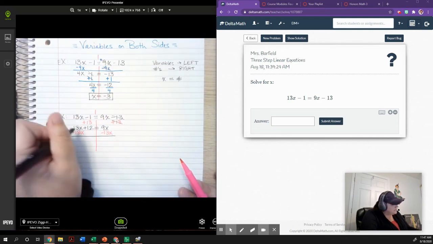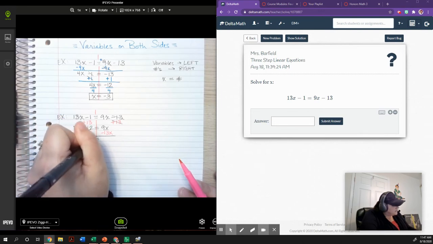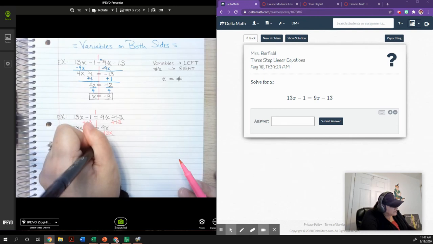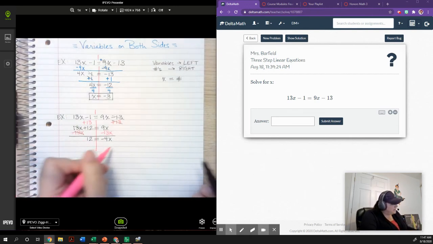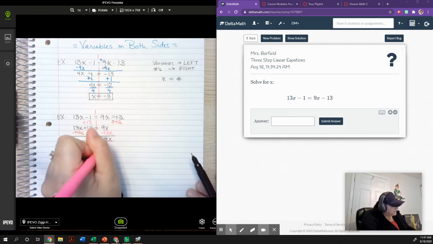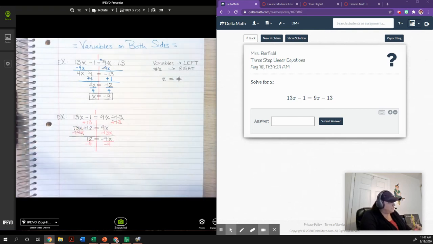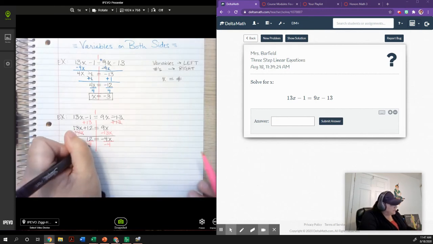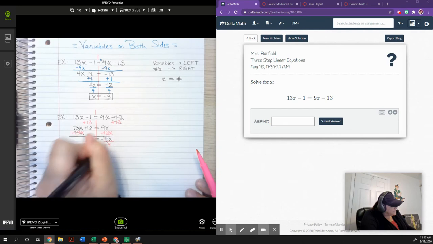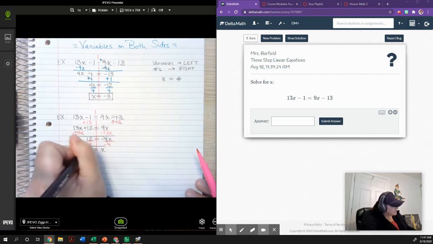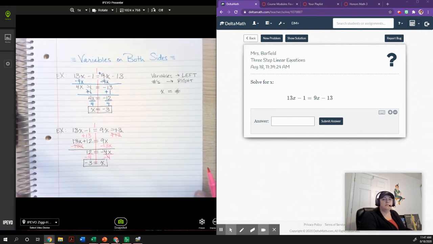So 13 minus 13, that's 0. Well, that works because that leaves 12 behind. And then 9 minus 13, well, that's negative 4. Okay? Well, I know how to solve that. I need to divide by negative 4, because that will undo multiplication. So 12 divided by negative 4 is negative 3. The negative 4's cancel. I'm left with x. You got the same answer, okay?